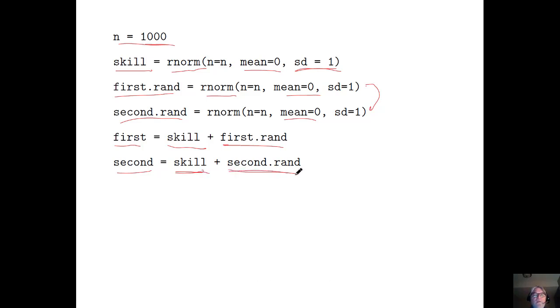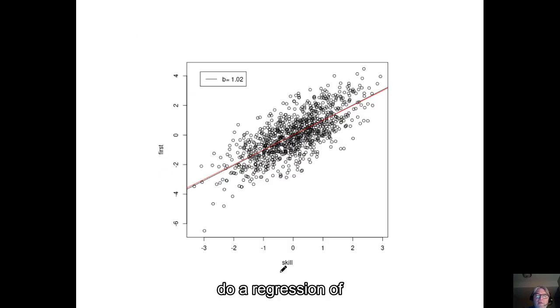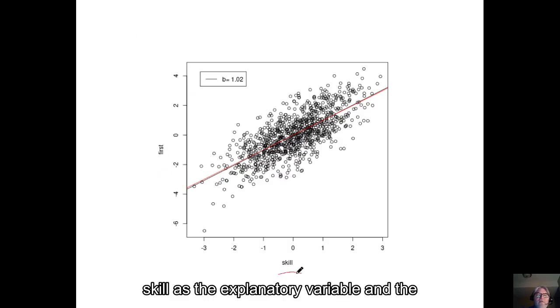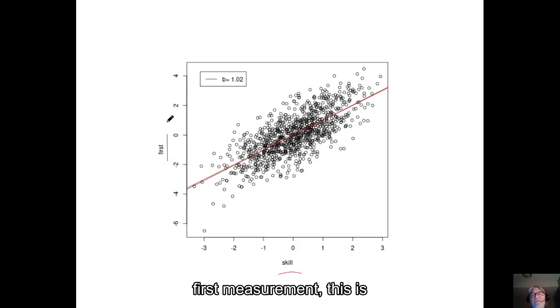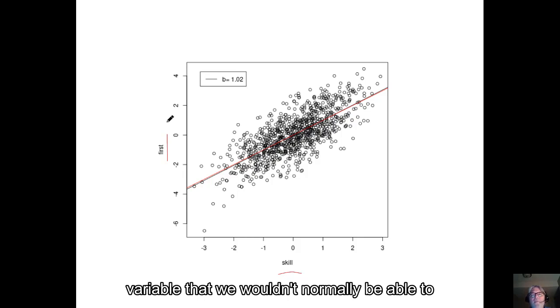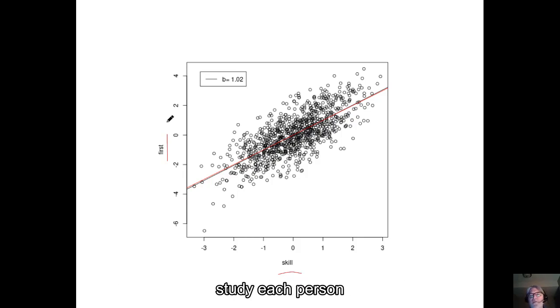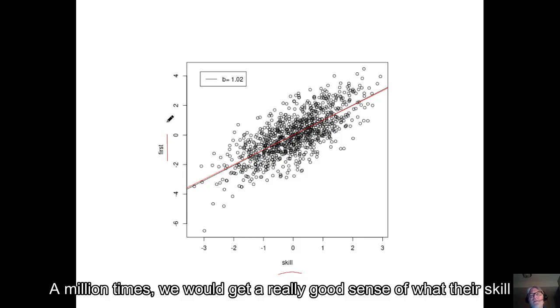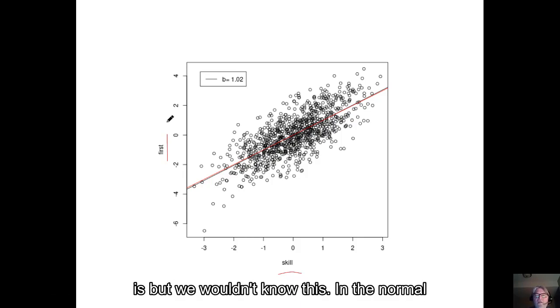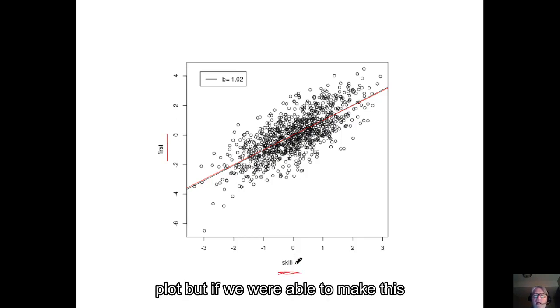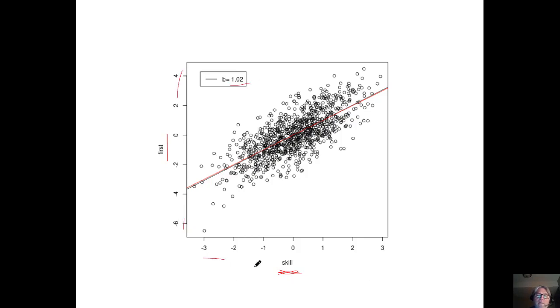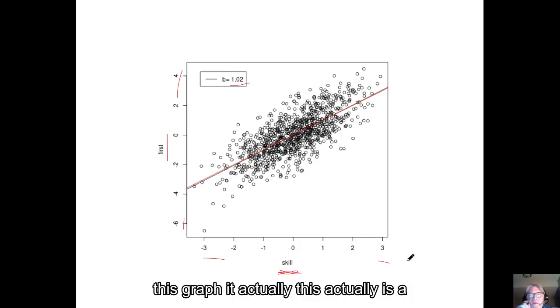All right, so if we were to do a regression with skill as the explanatory variable and the first measurement as the response, this is what I get. Skill is a variable that we wouldn't normally be able to measure. That would be like if we were able to study each person 1,000,000 times, we would get a really good sense of what their skill is. But we wouldn't know this in a normal case, so we wouldn't be able to make this plot. But if we were, what we see is it doesn't look like a slope of 1, but that's just because the axes limits are different in this graph.